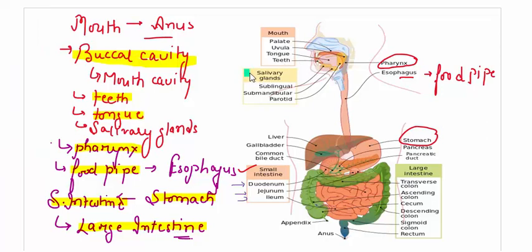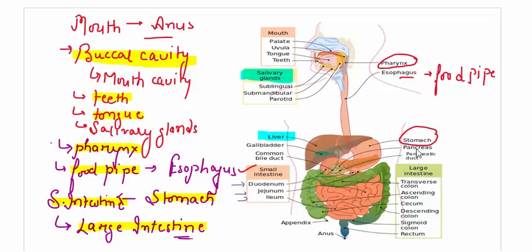So the first digestive gland you can consider is the salivary gland, which is present in the mouth cavity. The second digestive gland you can consider is the liver. The liver is the largest gland of the body, which has the responsibility to form the bile juice. Bile juice is produced in the liver and stored in the gallbladder. So this is the second type of digestive gland.